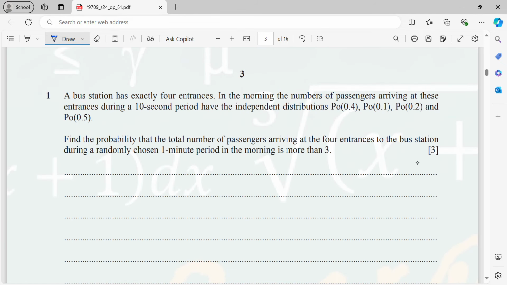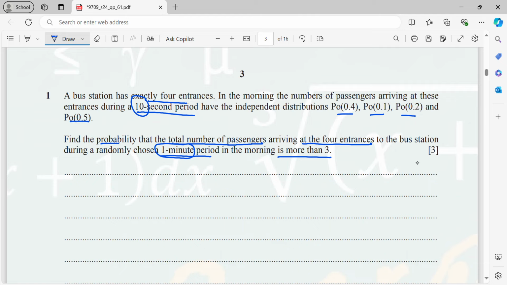Question number 1. A bus station has exactly 4 entrances. In the morning, the numbers of passengers arriving at these entrances during a 10-second period have independent distributions. So all these are Poisson distributions. Now find the probability that the total number of passengers arriving at the 4 entrances to the bus station during a randomly chosen 1 minute period in the morning is more than 3. Now all this will be for 10 seconds, and now we are considering 1 minute.